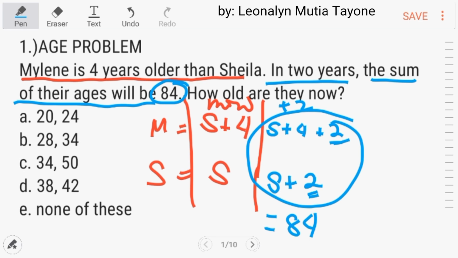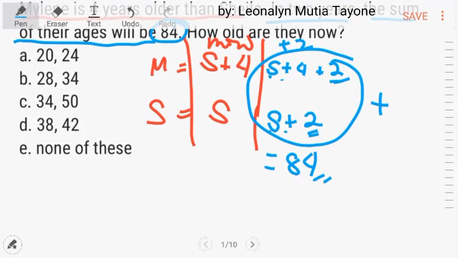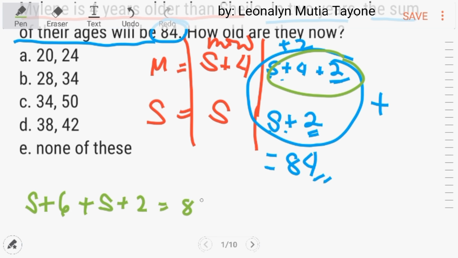How old are they now? Ngayon, ito na yung equation natin. S plus 4 plus 2 plus S plus 2 equals 84. So, ganito na siya. S plus, that is 6, plus S plus 2 equals 84. Like signs, 2S plus 8 equals 84.